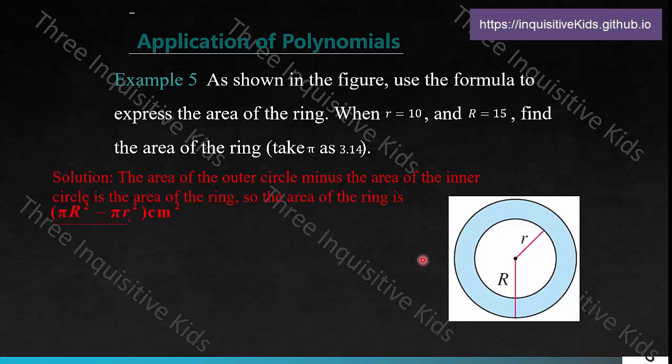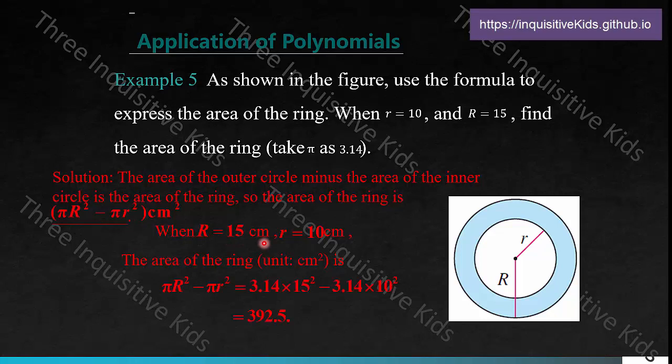So the solution is to first find the area of this whole large circle and then subtract the smaller circle from it. And then that would give you the area of the ring. So that would be this answer over here. Did you get it correct? Probably did. But if you didn't, go back, check your calculation. Or was it the formula you listed that was wrong? So remember to definitely fix that and then you can move on. That would be the formula. But when R is equal to 15 and the second r is equal to 10, we can calculate, and the answer is 392.5 centimeters squared.